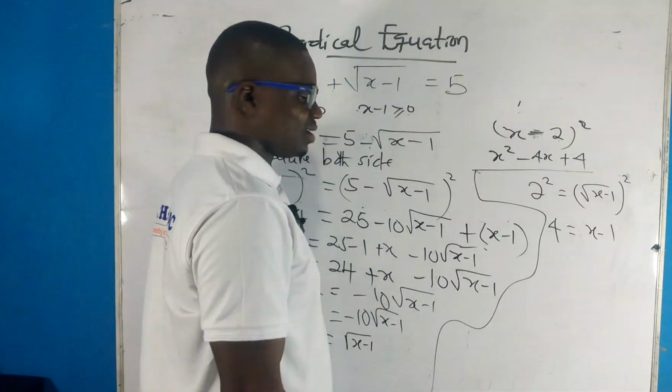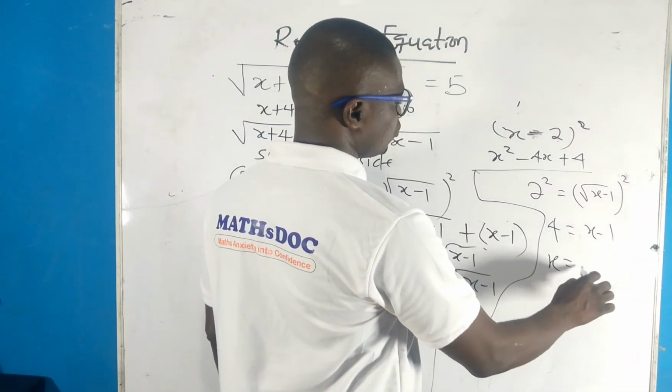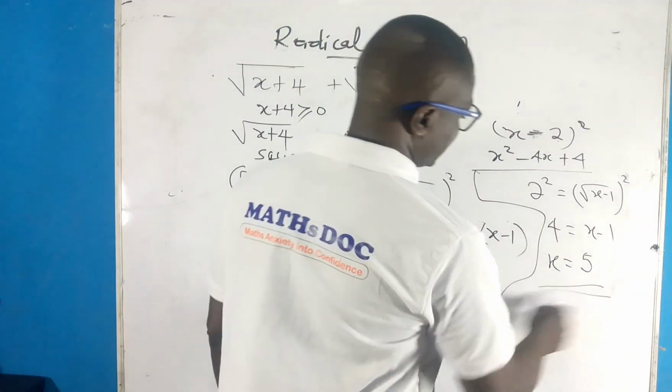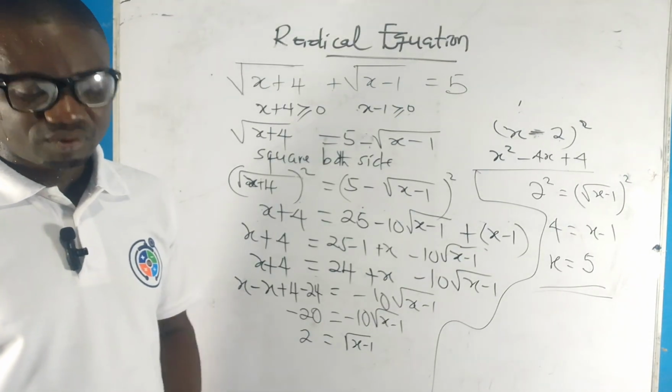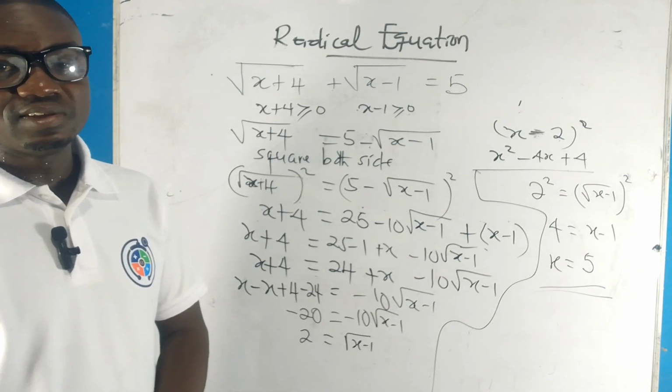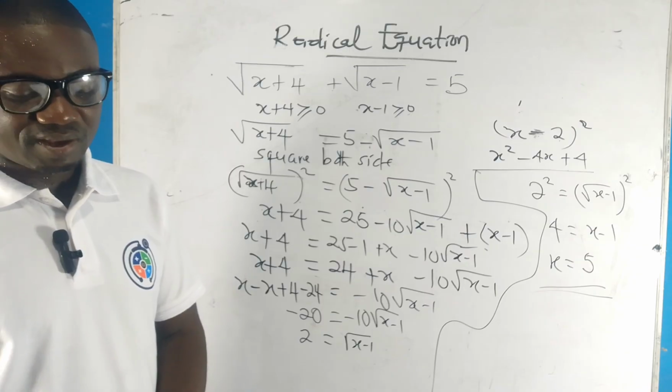So finally, what is our x? Our x is equal to 5. I believe you understand this. Go through it so that you get an easy way to simplify radical equations.